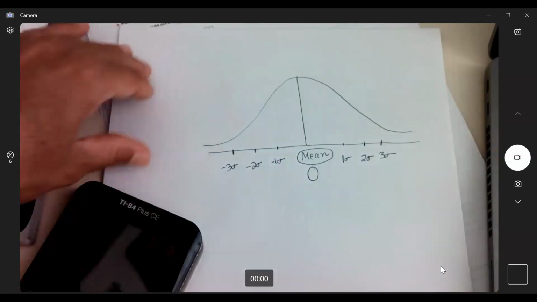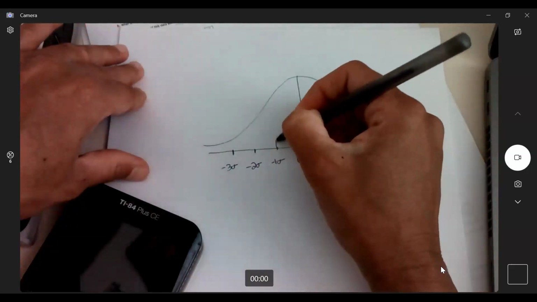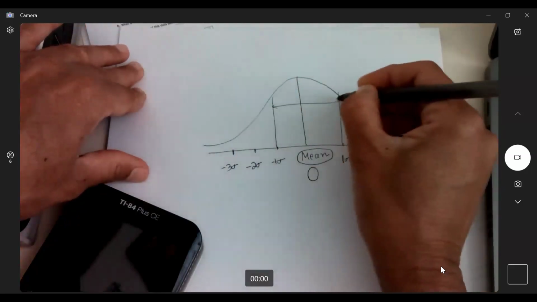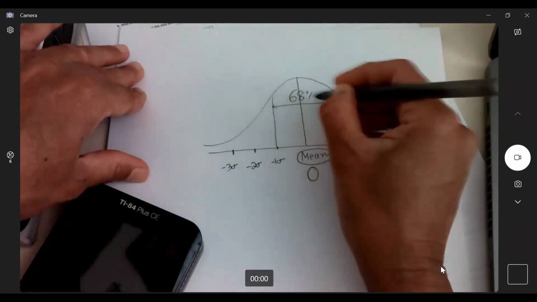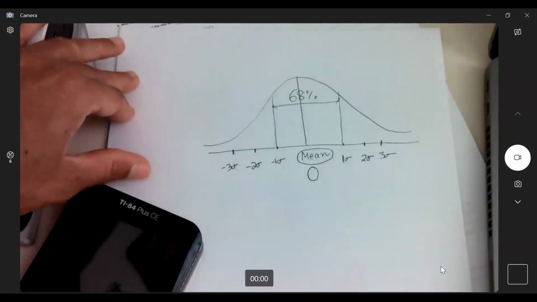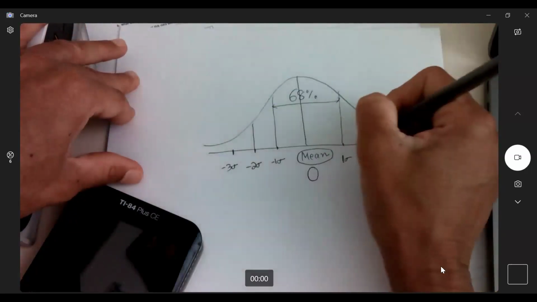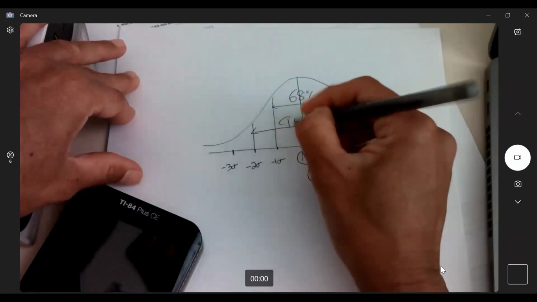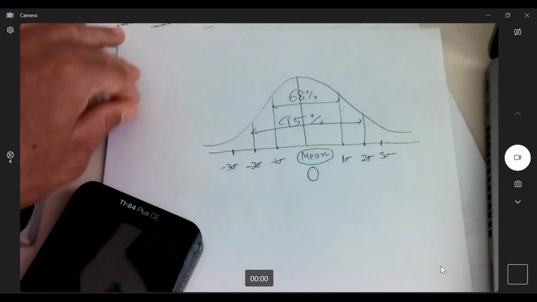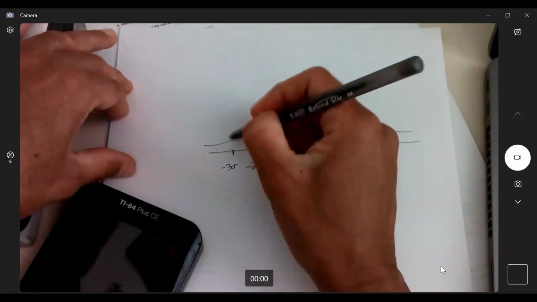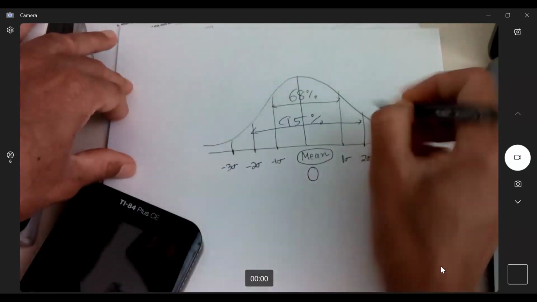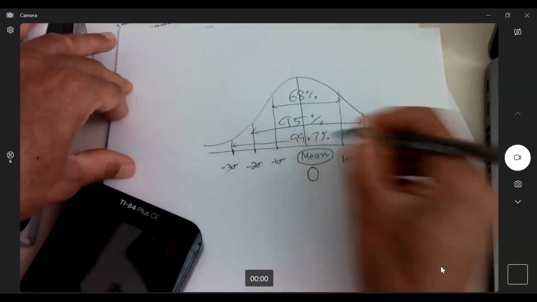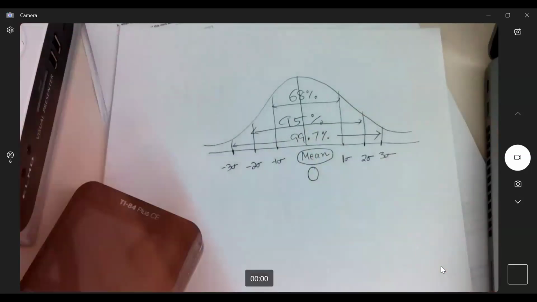And they say, how about the empirical rule? They say the empirical rule stays the same, that within 1 standard deviation, your data is covering 68% of the curve. Within 2 standard deviations, the curve is covering 95 percent of the area of the curve. And then within 3 standard deviations, it's going to be 99.7% of the curve. Okay, that's that.